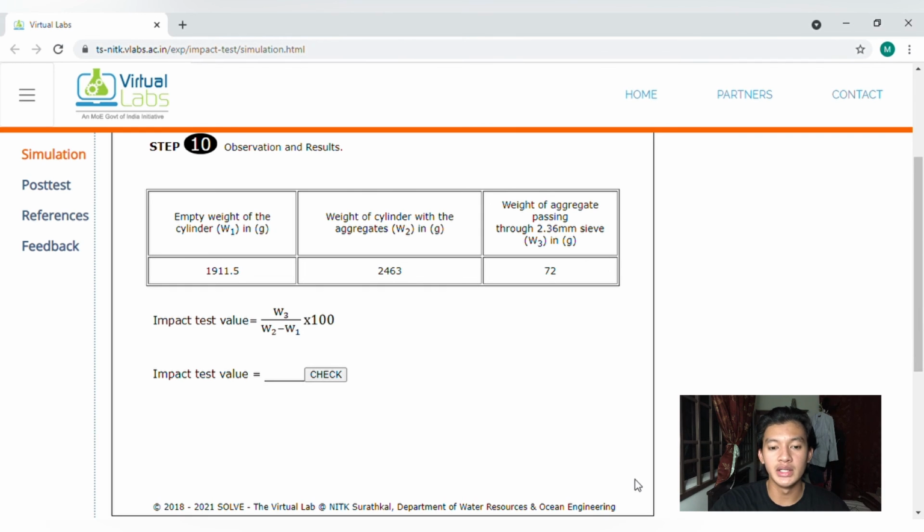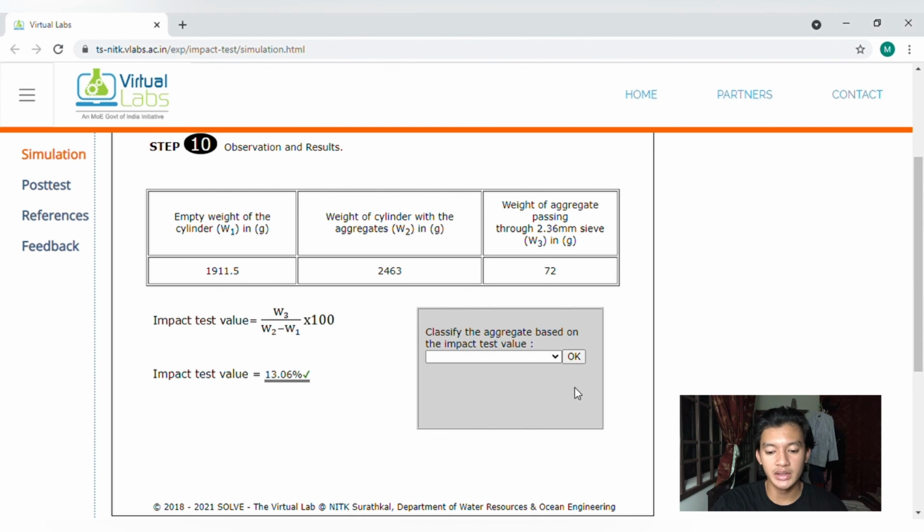So we need to calculate the impact test value. It is W3 divided by (W2 minus W1), multiplied by 100. So we need to divide 72 by (2463 minus 1911.5), then multiply by 100. So the impact test value that I get is 13.06%.